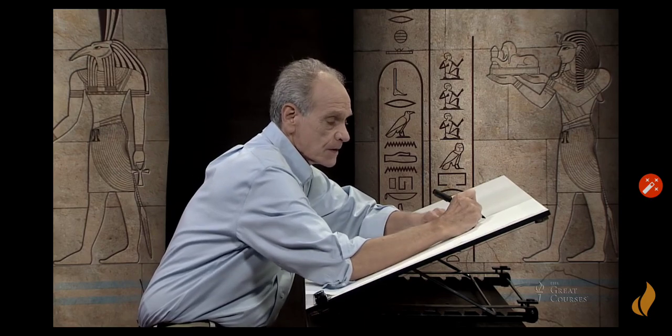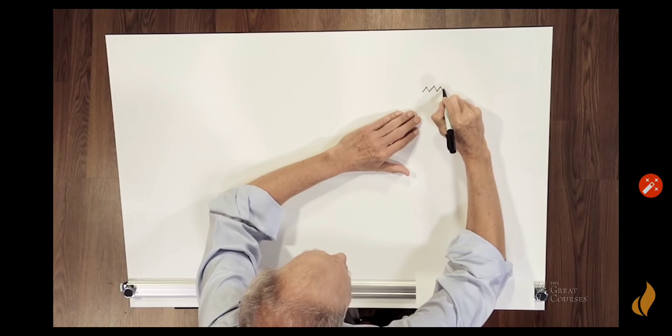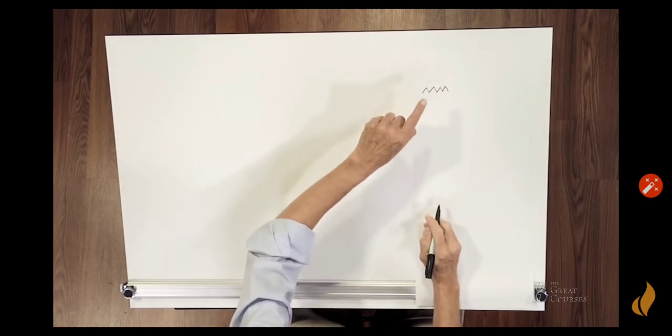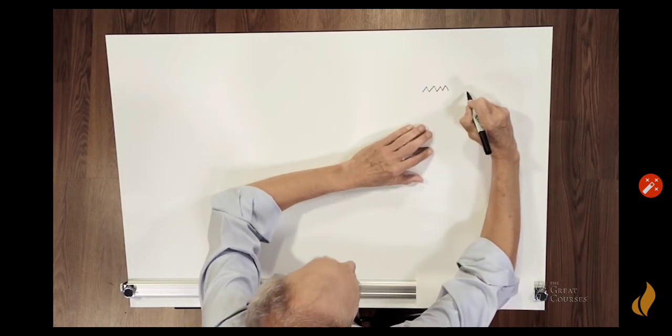Now, let's do it here. Up and down, up and down. There's no specific number of peaks. You can do 4 or 5, but the important thing is the ends have to go down. So let's do it one more time.